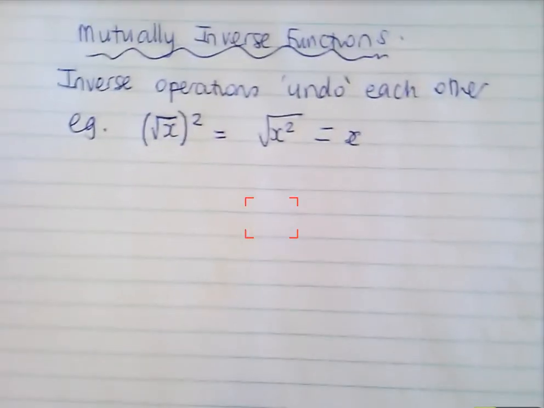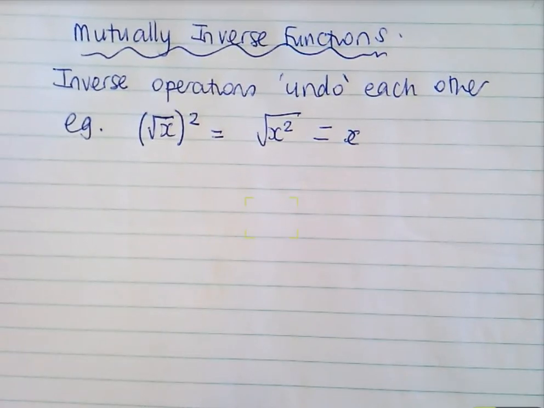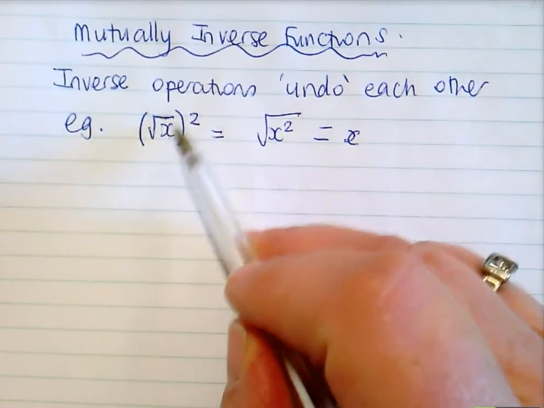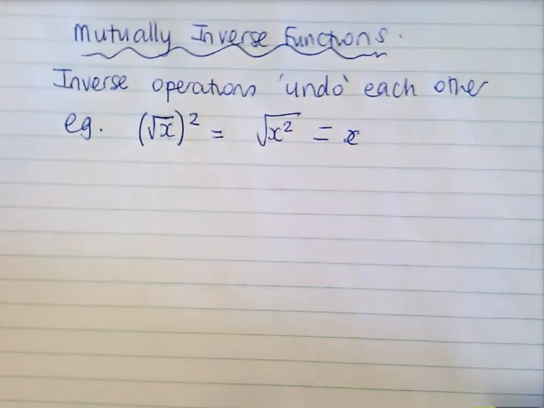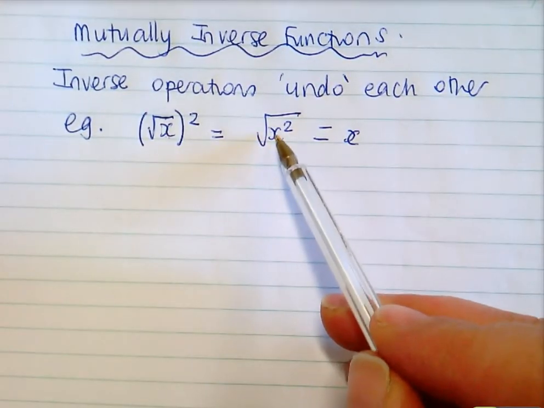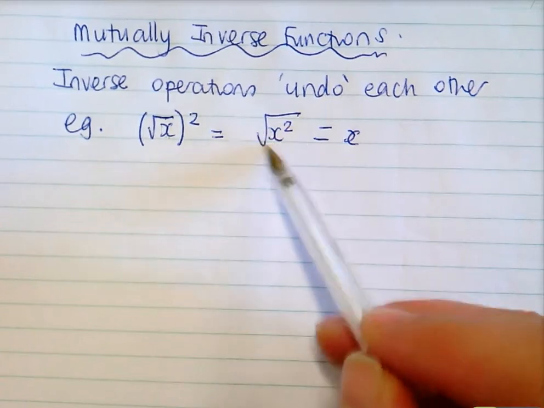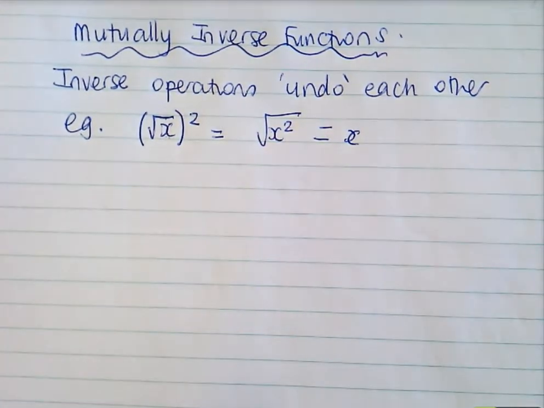From year 9, year 10. So, for example, if x is 9, the square root of 9 is 3, 3 squared is 9. If x is 9, 9 squared is 81, the square root of 81 is 9, okay?